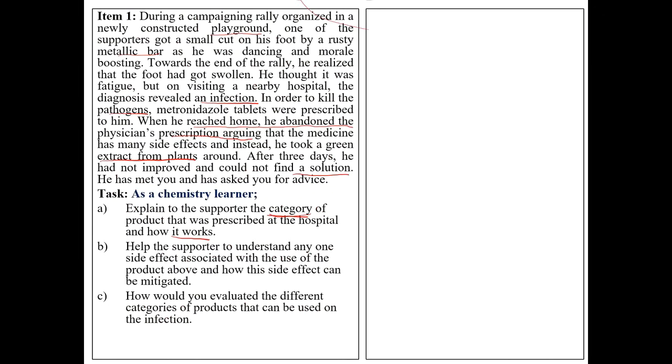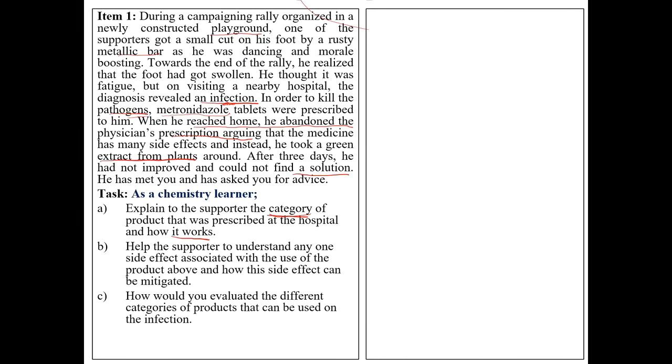Let's again read through. So they are saying that he thought it was fatigue, visiting a nearby hospital. Since he went to the hospital, in hospital, do they sell a lot of traditional medicine? No. Because you see, the diagnosis revealed an infection. Now here there is an infection. It gives us an idea. In order to kill the pathogens, tablets were prescribed, so this is a modern medicine. But what is it working on? On an infection. To kill what? Pathogens. Which kind of medicine does that? The antibiotics.